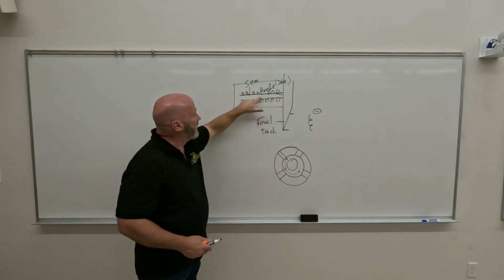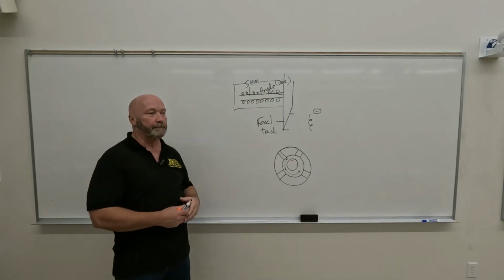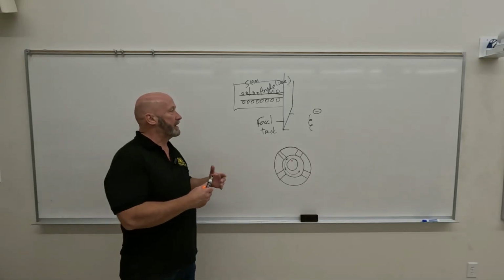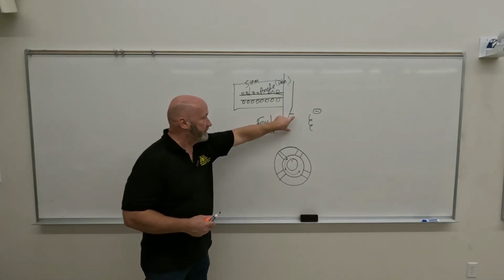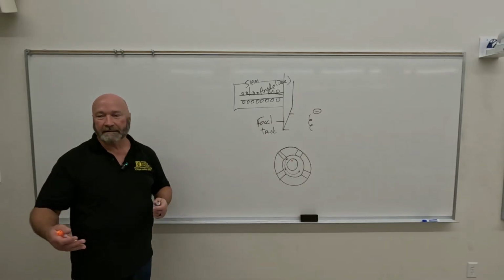Okay, so all of this is anode. That's anode, that's anode, that's anode, this is anode. All of that is on the anode end of the X-ray tube. The focal track itself is anode. So we've got to talk about each one of these things individually.